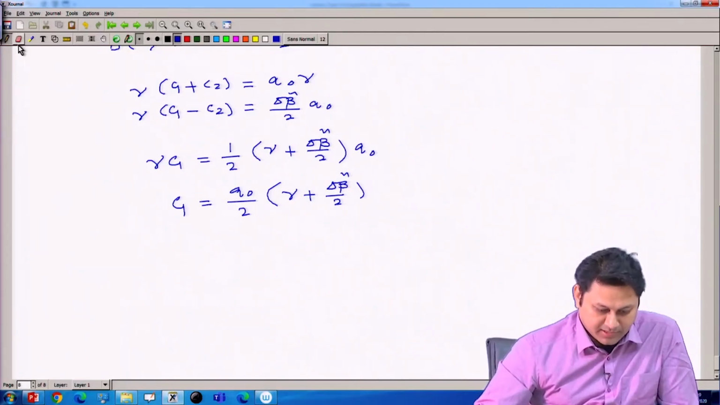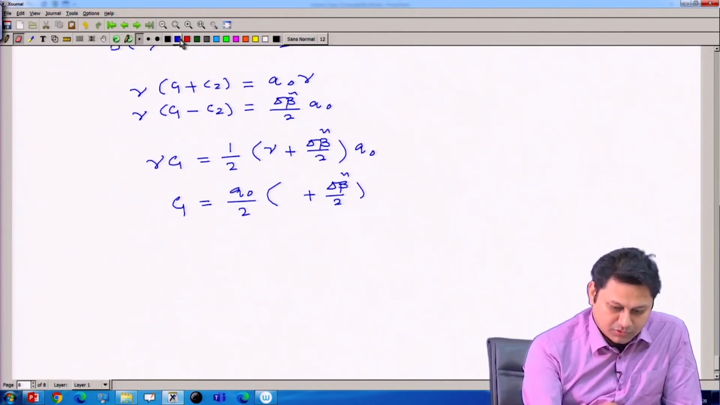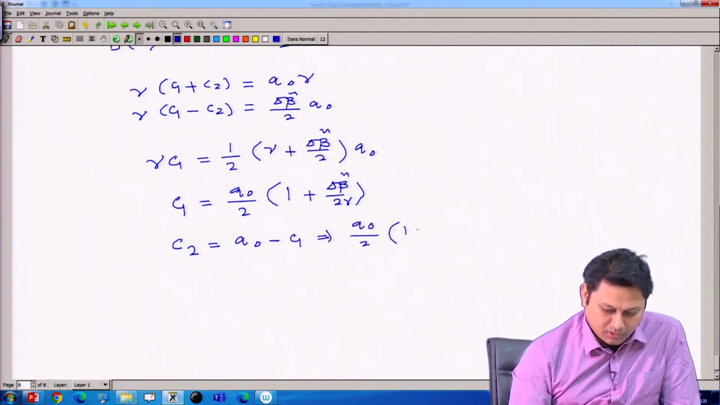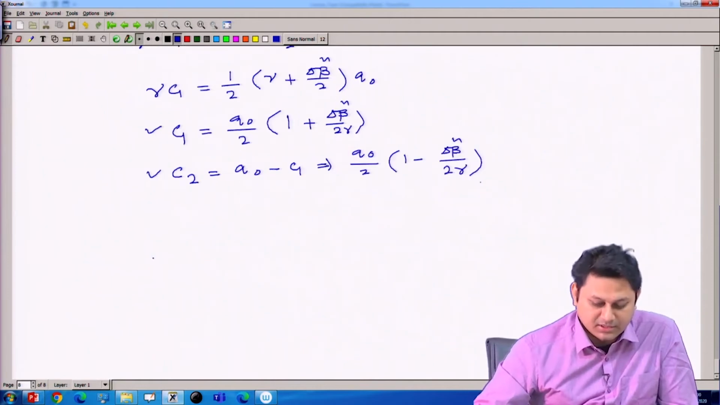C1, okay, this gamma is going to cancel out. So, it should be simply 1 plus, gamma should be here, and C2 is A0 minus C1, which is simply A0 divided by 2 times 1 minus delta beta tilde divided by 2 gamma. So, I have C1 and C2 in terms of A0, which is my boundary condition, the initial amplitude, and delta beta 0 and gamma.